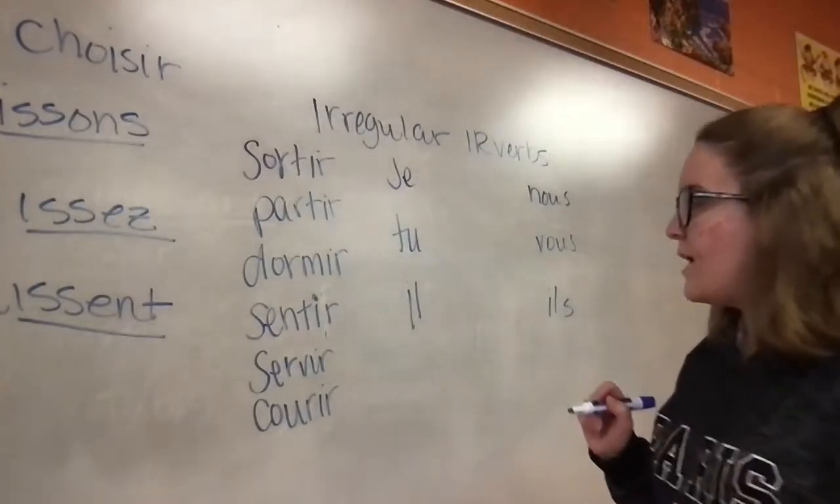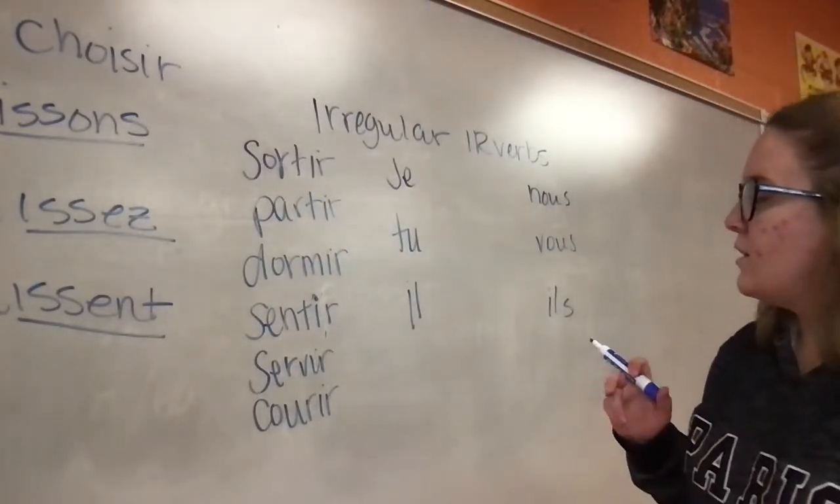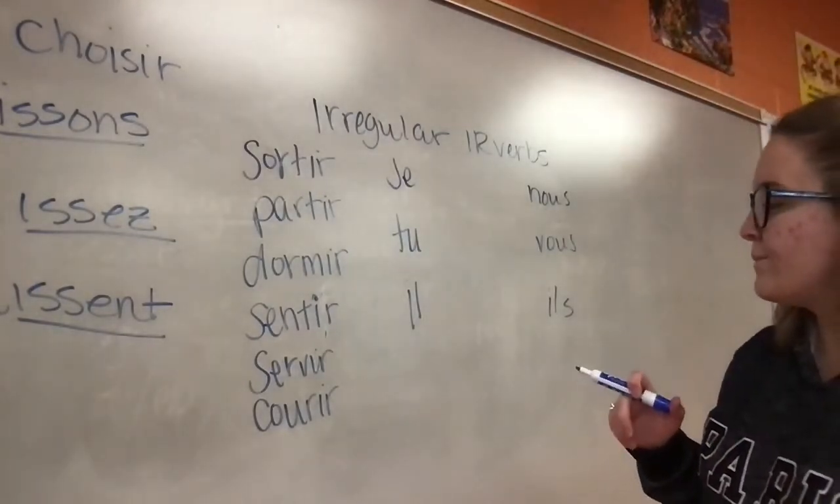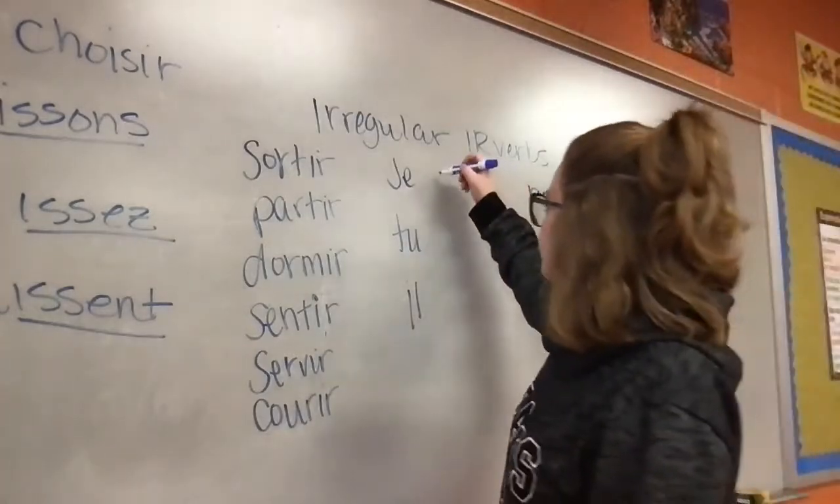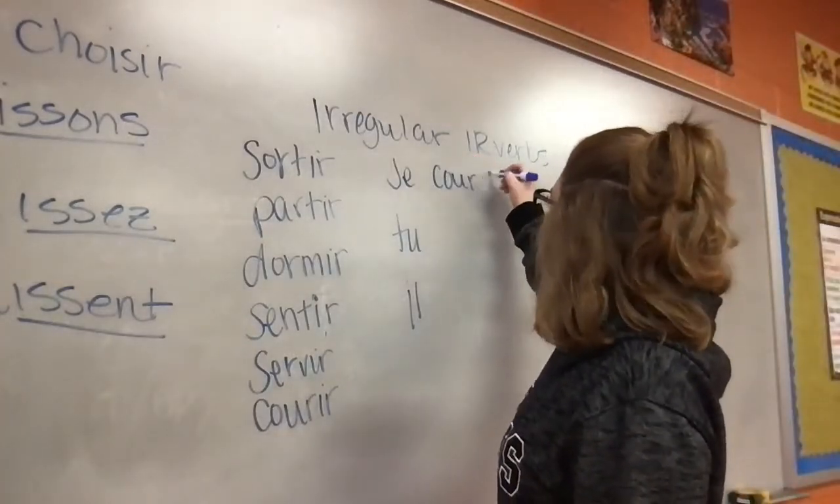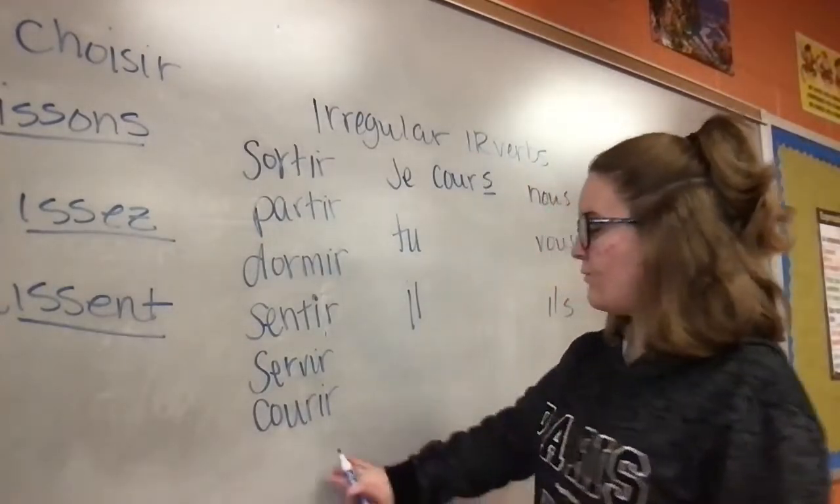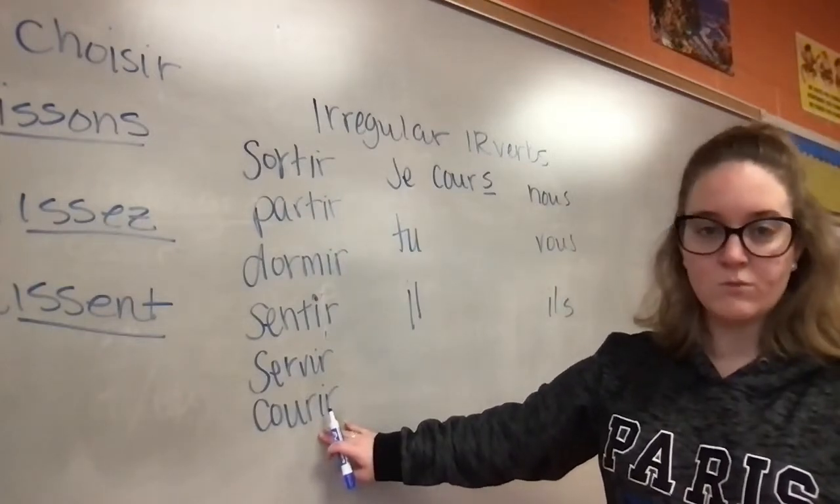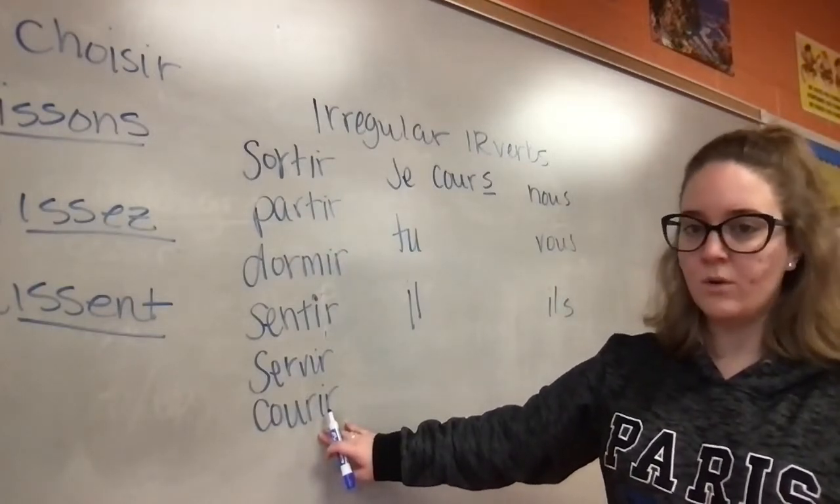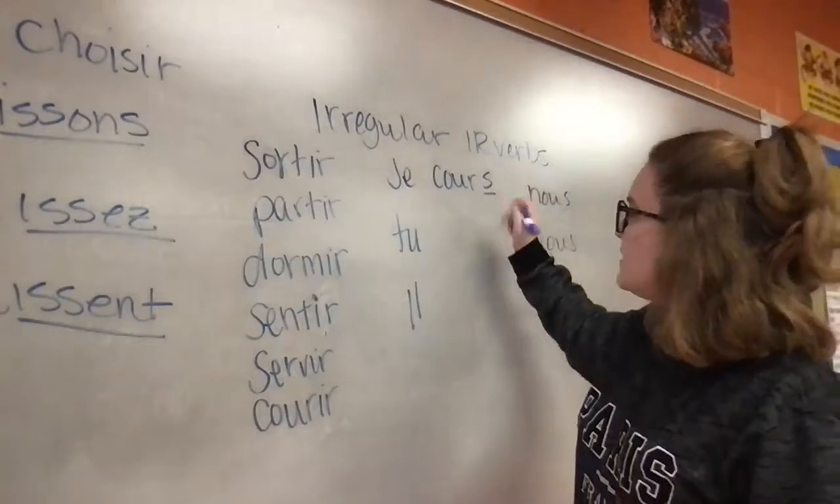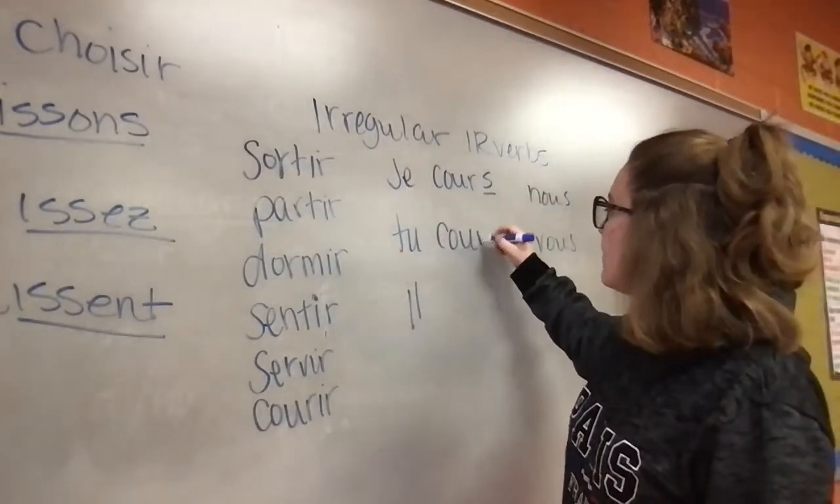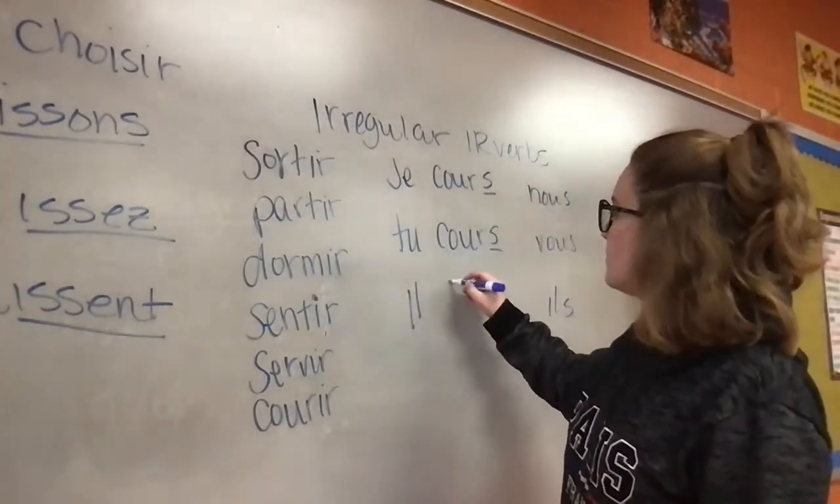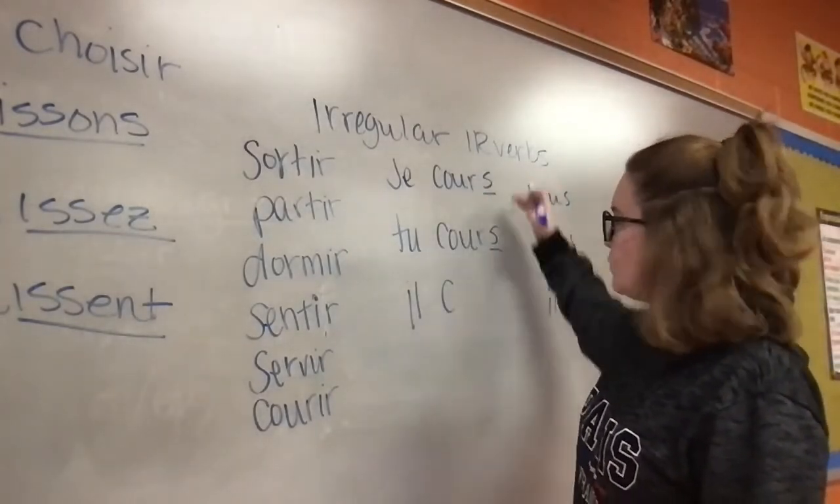All right, so let's go ahead and take the verb courir. For these ones, you are going to take off the IR ending, just like we're accustomed to, and add these endings that I'm writing on the board. So we have je cours, tu cours.